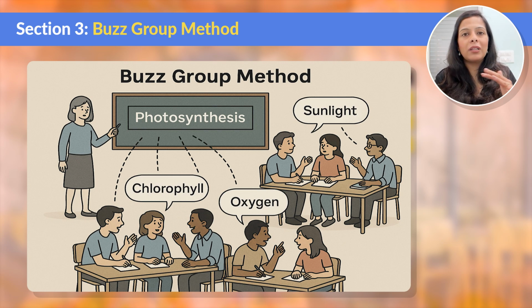Now, after all these groups are done talking about their topic, each one explains their point to the rest of the class. One group might say that sunlight helps convert carbon dioxide to glucose, while another group might explain how chlorophyll helps in capturing light energy. In the process, everyone gets to hear different aspects of the same topic, and the whole class benefits from it. So that's what the buzz group method is all about.